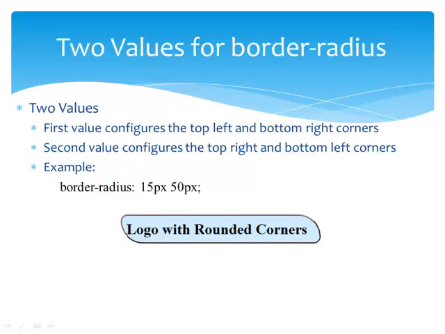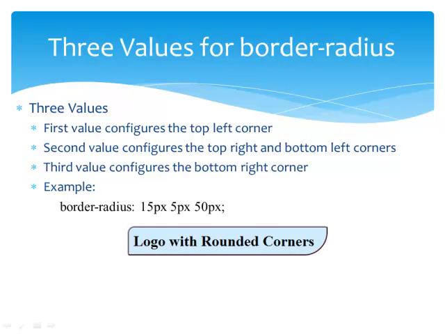If you code 2 values, the first value configures the top left and bottom right corners, and the second value configures the top right and bottom left corners. If you code 3 values, the first value configures the top left corner, the second value configures the top right and bottom left corners, and the third value configures the bottom right corner.